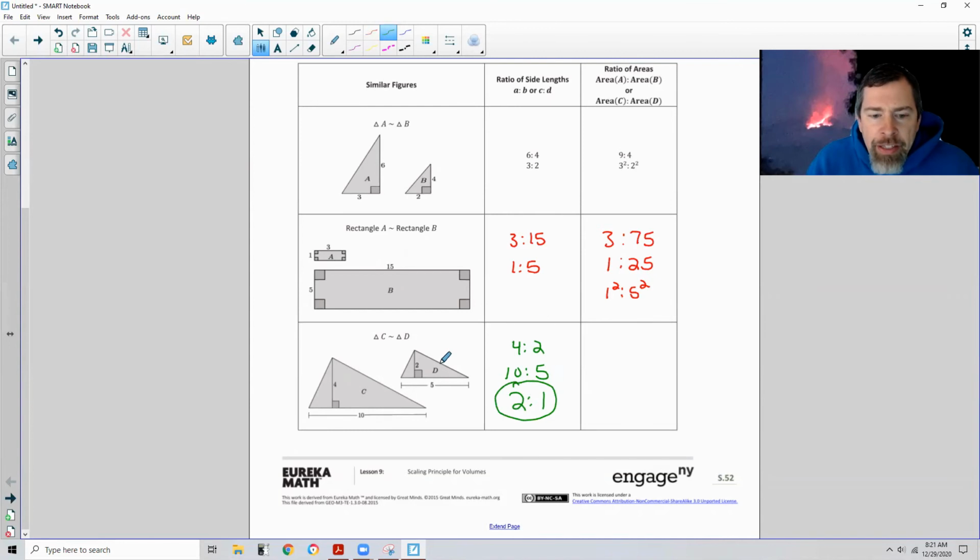Okay, so now I find the area. Well, it's the base 10 times 4, which is 40, and take half of that, so it's 20. And the area of this is 5 times 2, which is 10, divided by 2, which is 5. Reduce this. 5 goes into 20 4 times. 5 goes into 5 once. And 4 is 2 squared, and 1 is 1 squared. And that is our ratio, the reduced scale factor 2 to 1, squared.